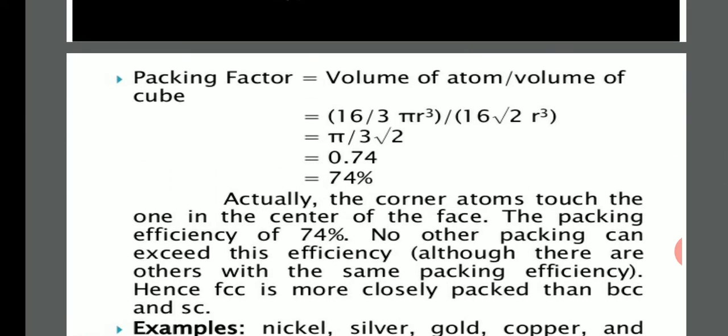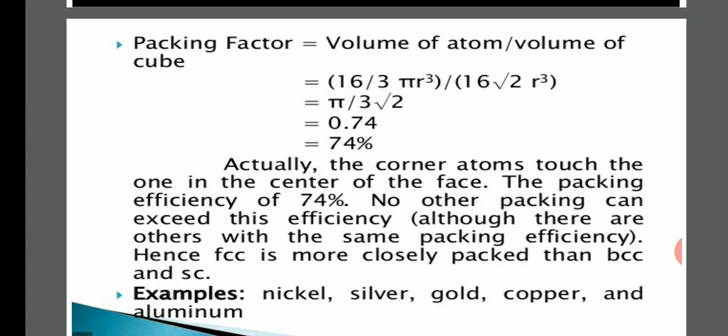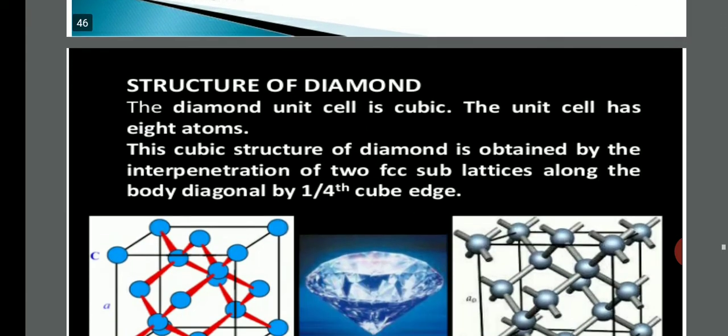So the packing factor is the volume of the atoms divided by the volume of the cube. So the volume of the atoms, 16/3 pi r cube, divided by the volume of the cube, 16 root 2 r cube, gives pi by 3 root 2. After solving you get 0.74, that is a 74% packing factor for face centered cubic. Examples are nickel, silver, gold, copper and aluminum.